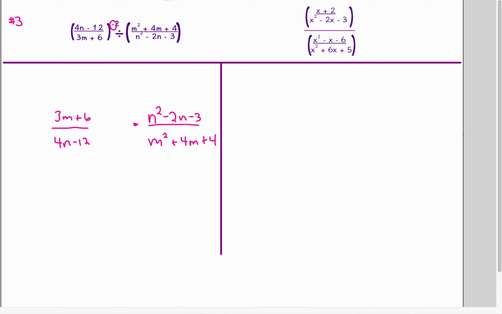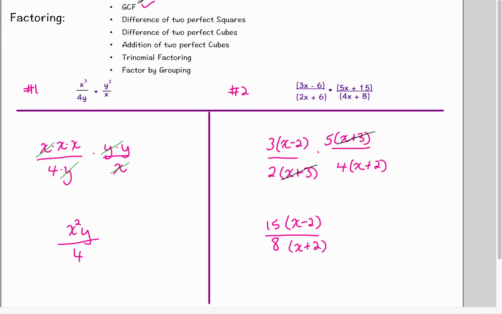But that only handled the negative. We still have this squared going on. And a squared means to do it twice. So this is really what this first fraction looked like. Squared means there were two of them. Negative means to flip. So now I can finally go back to my factoring steps.